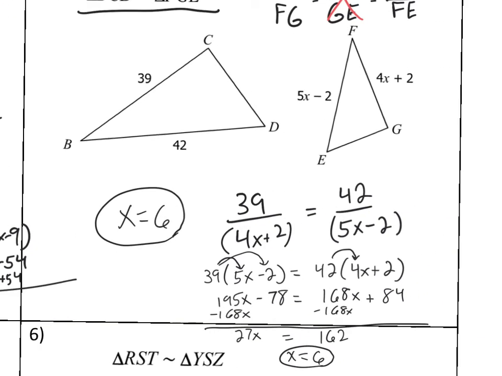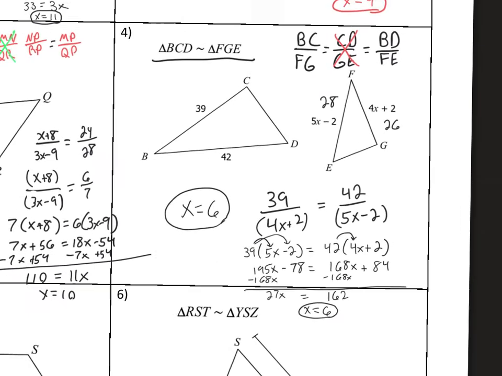Now, if we wanted to, we could put this back in and figure out the lengths of the other sides. 5 times 6 is 30. 30 minus 2 is 28. And 4 times 6 is 24. And 24 plus 2 is 26. But we didn't have to do that. We just needed to find out what x was.